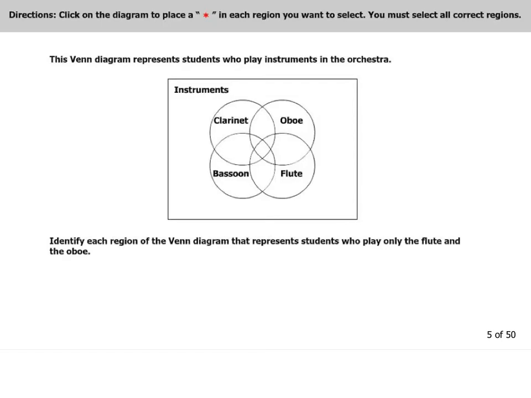In this section, we're going to place a star in the area that we need to select. So identify the region of the diagram that represents students who play only the flute and oboe. Only the flute and oboe. So we're only looking at the oboe and the flute. So there you have it, that little area there. If they say only, it cannot touch anything but those 2 areas.